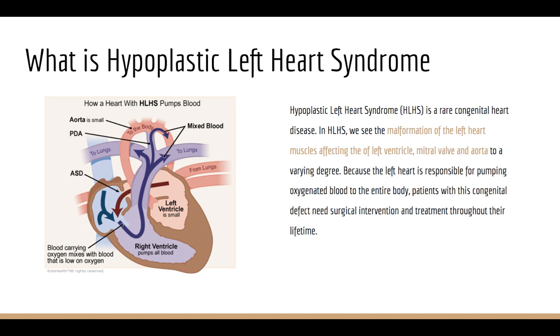So, what is HLHS? HLHS is a congenital heart disease affecting the left side of the heart. In this disease, we see cardiac underdevelopment or malformation. The specific cause is not yet known, although some researchers agree that HLHS is heritable. HLHS may occur spontaneously, and therefore its heritability is thought to be complex. In the image to the left, we see what blood flow looks like in a patient with HLHS who has not undergone corrective surgery.